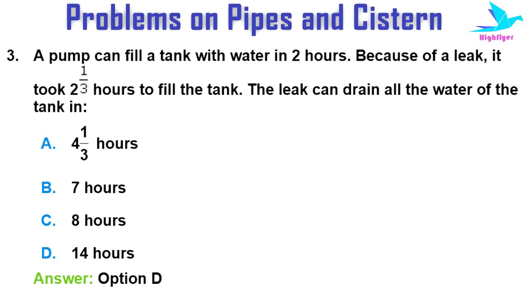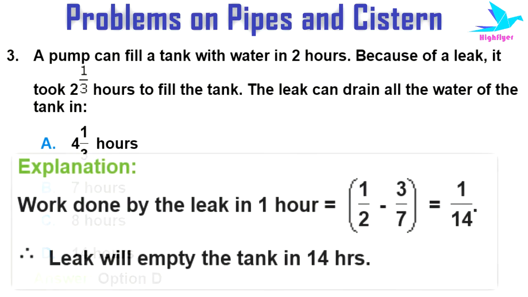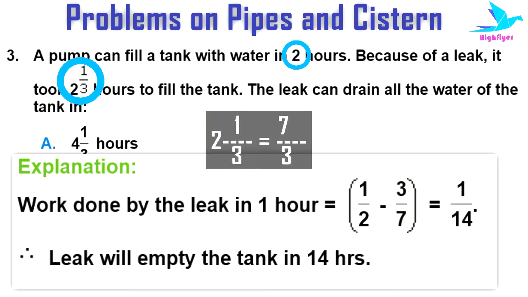Let's see how. Now as per the question, work done by the leak in 1 hour equals 1 by time taken by the pump to fill the tank minus 1 by the total time taken. That is equal to 1 by 2 minus 3 by 7. And the net answer is 1 by 14. Hence the leak will empty the tank in 14 hours.